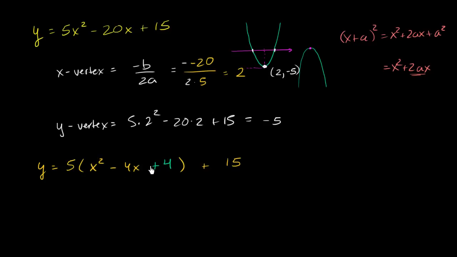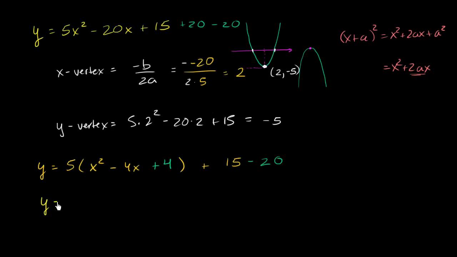So if I want the equality to still be true, I either have to now add 20 to y, or I have to subtract 20 from the right-hand side. So I'll subtract 20 from the right-hand side. I added 5 times 4. If you were to distribute this, you'll see that. I could have literally up here said, hey, I'm adding 20, and I'm subtracting 20. This is the exact same thing that I did over here. If you distribute the 5, it becomes 5x squared minus 20x plus 20 plus 15 minus 20. Exactly what's up here.